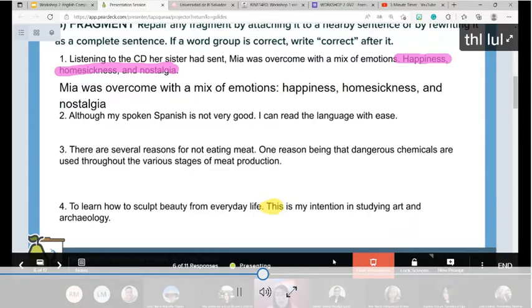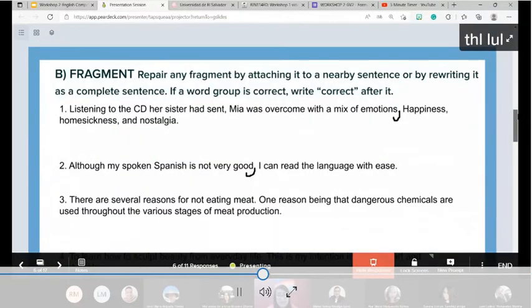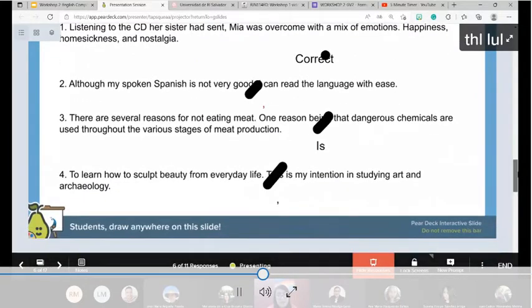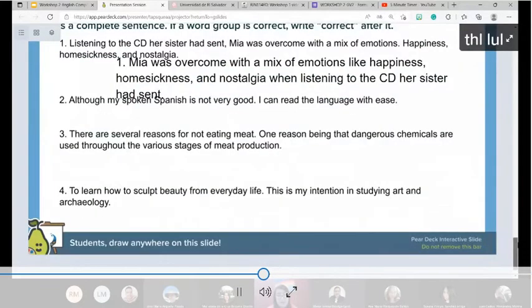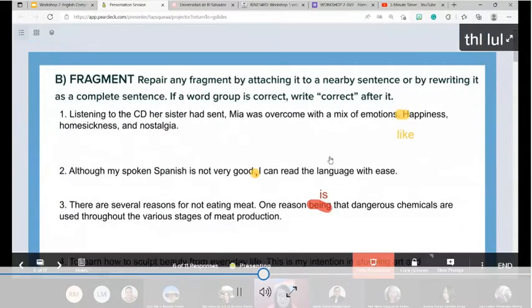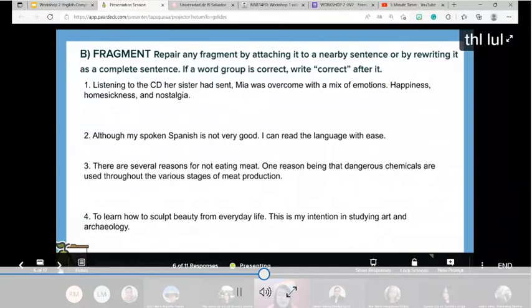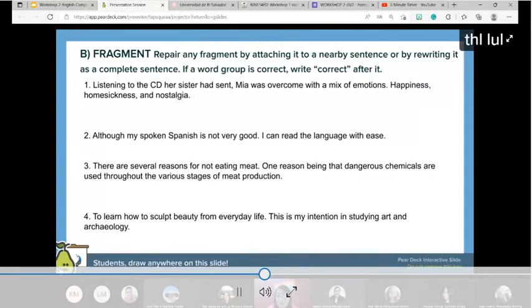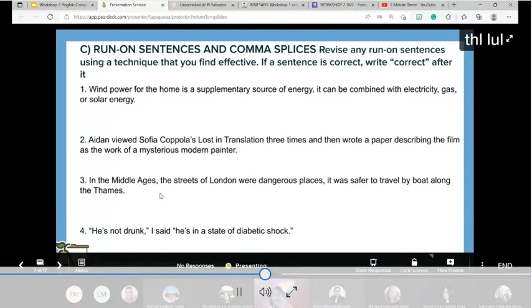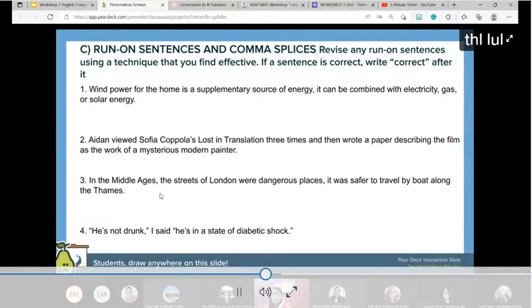Let's see if we have more responses. Okay, let me hide them. So please keep that in mind. Fragments: a bunch of words that look like a sentence, but they are not a sentence. And there is also in the material a diagram that will help you assess whether a sentence is an actual sentence or it is a fragment.